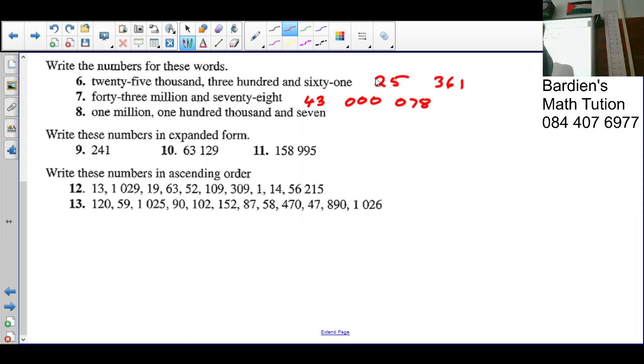The last one? 1 million, 100,000 and 7. You all okay with that? Any confusion at this point? It says write these numbers in expanded form. Okay, so do that quickly. Expanded form.